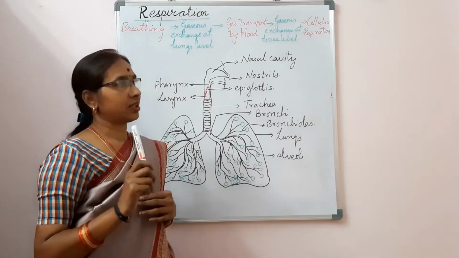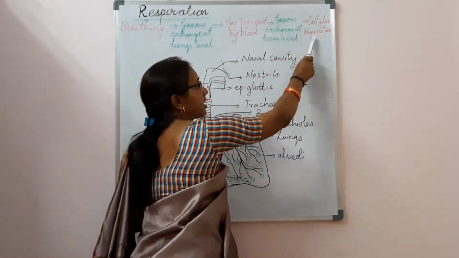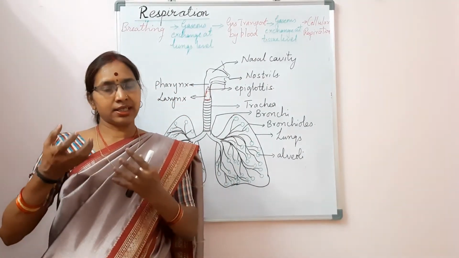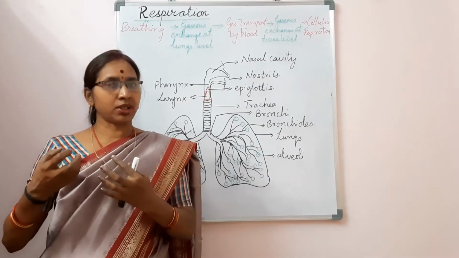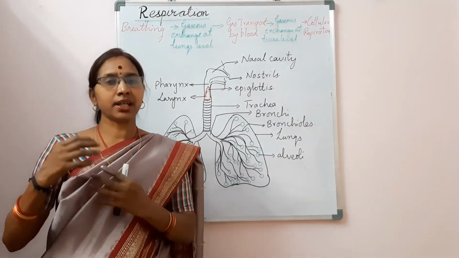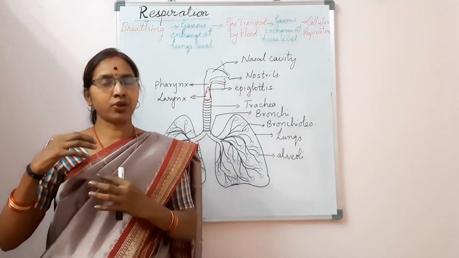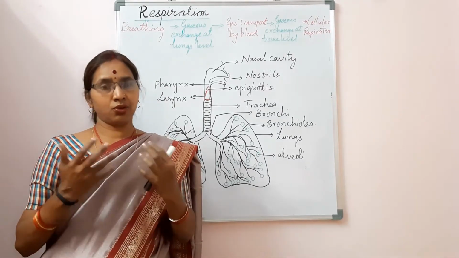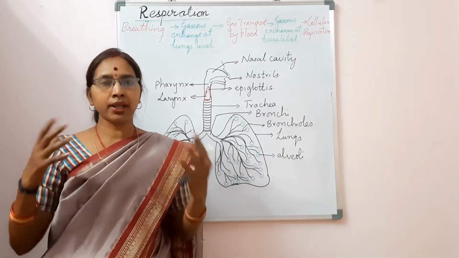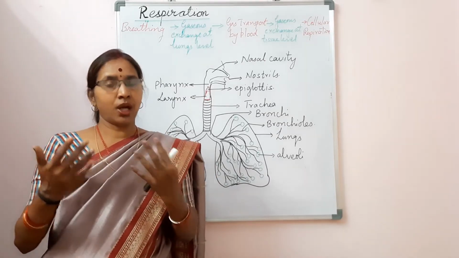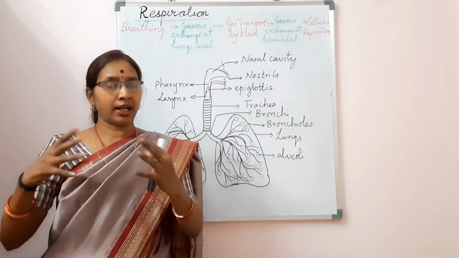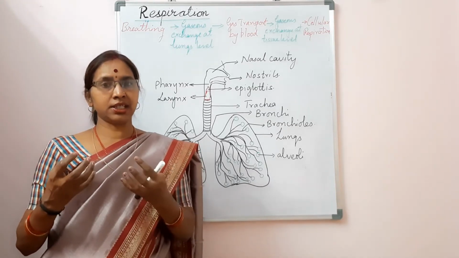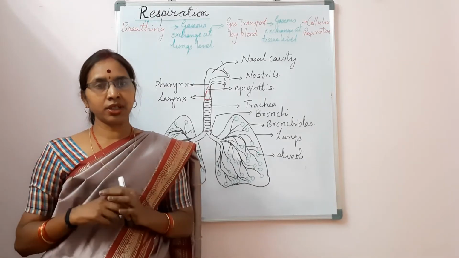The fifth event, the fifth step, is cellular respiration. Once the blood has supplied oxygen to the cell, the cells take up this oxygen and here cellular respiration takes place. That is, the food is oxidized, the food is broken down and then energy is released into our body, with which we do all the activities. Like I am speaking to you, I am standing, I am sitting, running, whatever we do, for that we require energy, and this energy is released only when cellular respiration takes place.